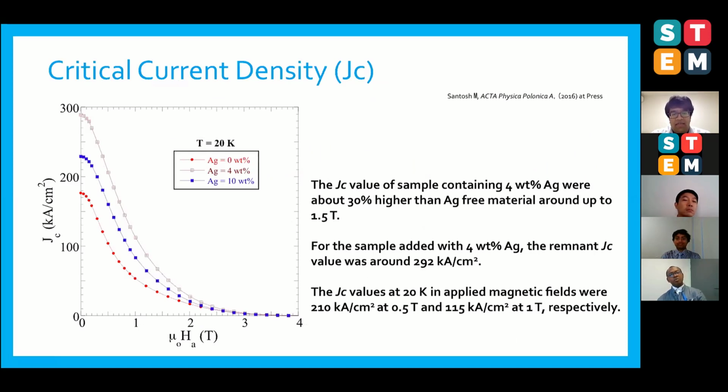As you can see from this critical current density graph, which I plotted here, the 4% Ag samples were somewhat like 30% higher when compared to the Ag-free material at 1.5 Tesla. Furthermore, one can note that the JC value was around 292 kiloamps per centimeter squared. So, comparing all other samples, the 4% sample showed the best results. That is because, when the sample was prepared, AgNO3 particles were formed, and that led to the increase in the critical current density.